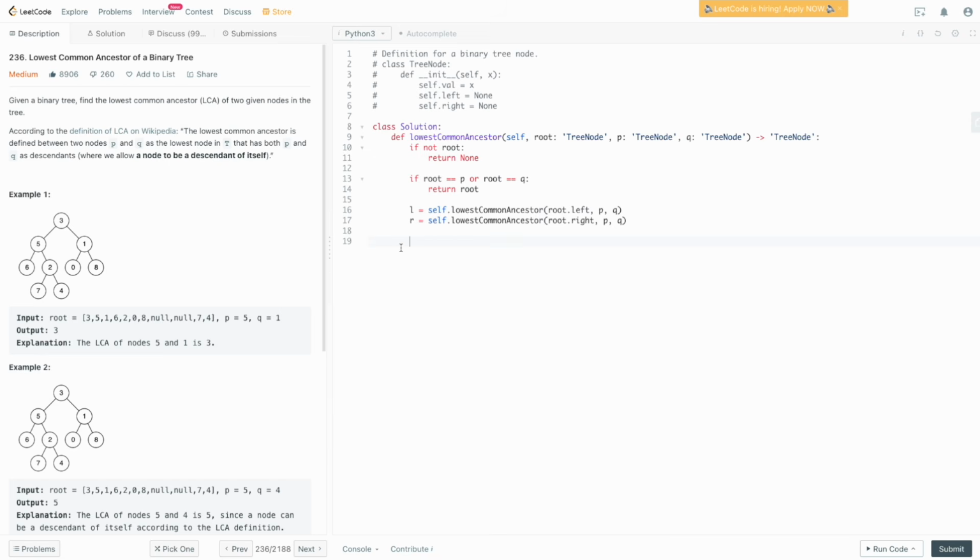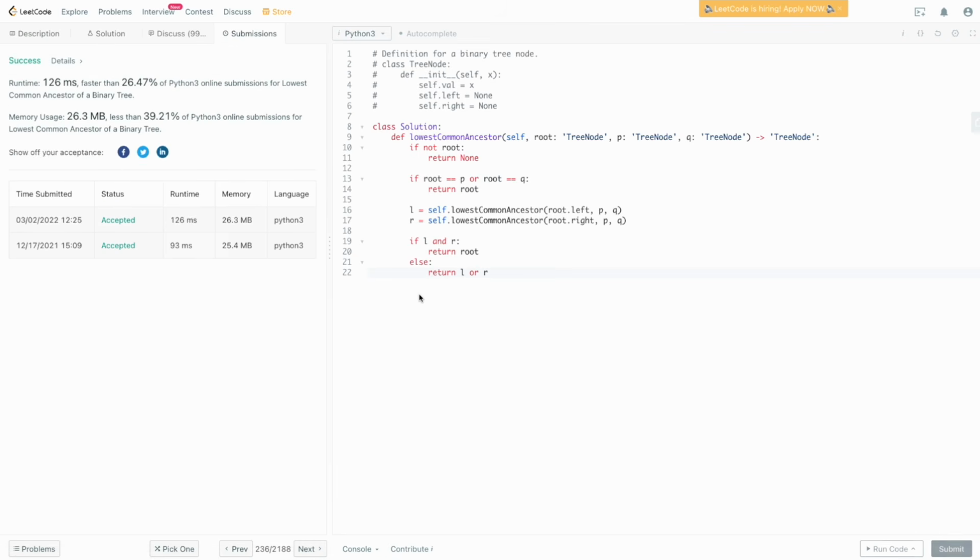So that being said, we're going to say if left and right, so if they're both defined non-null, then we just return the node that we're at. Otherwise, we just want to return the one that's defined, so we say left or right. The one that isn't null, we return to the next level. And if they're both null, then obviously we just return None, and we keep doing that recursively. So let's submit this and verify that it works.